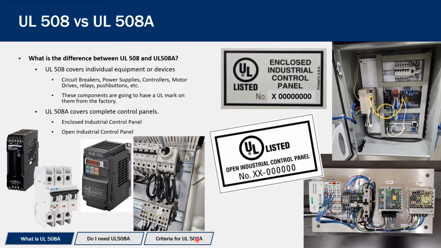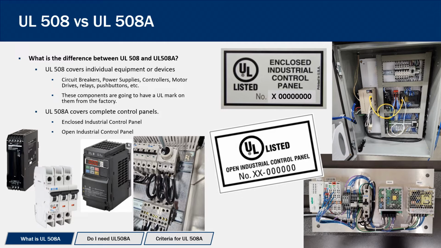And in those control panels, we have enclosed industrial control panel and open industrial control panel. A lot of shops are certified to label both enclosed and open. The enclosed industrial control panel is one like you see up here in the top right corner. It basically just means it has an enclosure around it. Where we could also put a label on a panel like the one in the bottom left, and that would be this open industrial control panel.